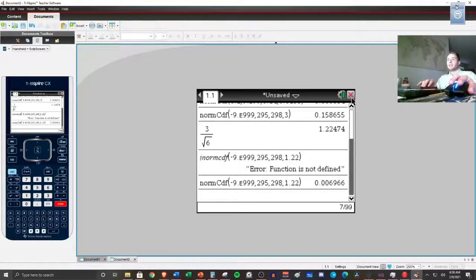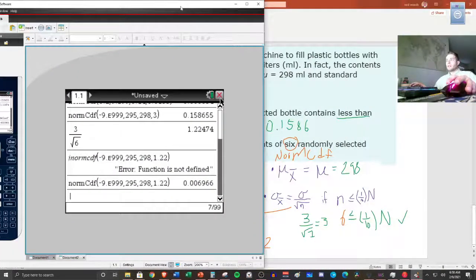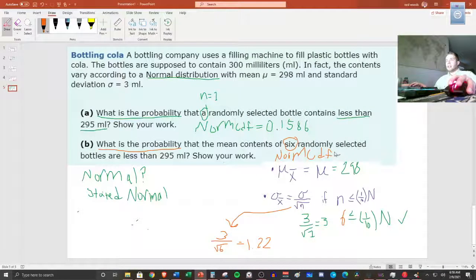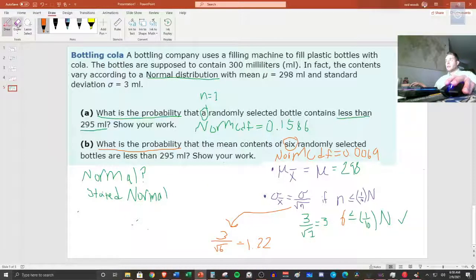There we go. So we get a much smaller probability this time, and it is 0.0069. That should round up, so we'll just say 0.007. We'll round to 3 places. So that's going to be our answer to this one. Okay. So that's how you're going to be working these questions.